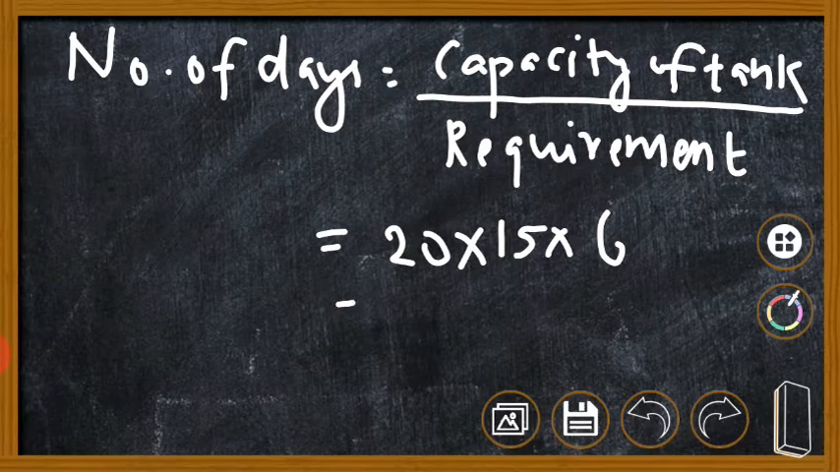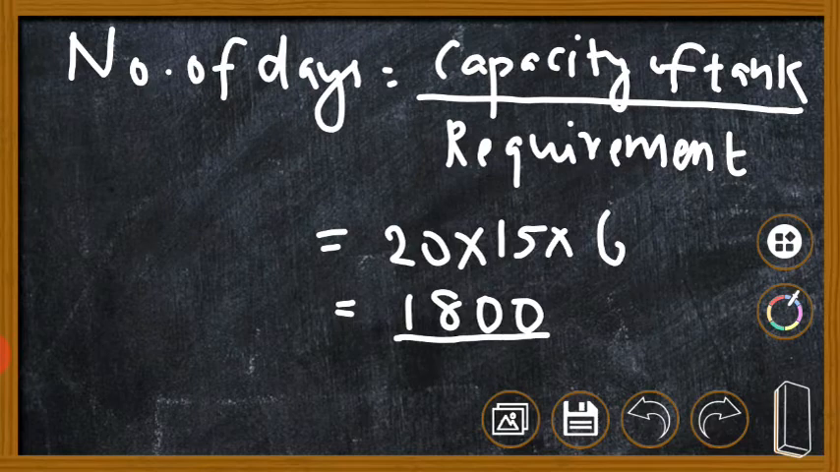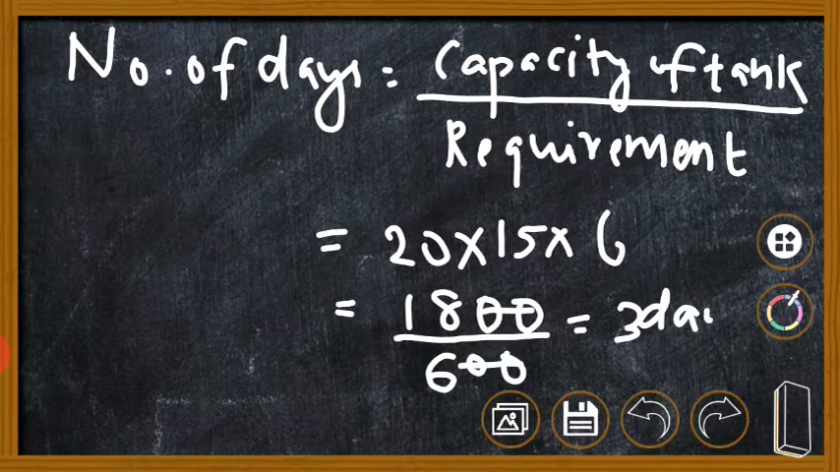So you will get 1800 divided by, what is the requirement of water? Requirement is given as 600. So 18 by 6 is equal to 3. So number of days, what is that? For 3 days. How many days will the water of this tank last? For 3 days.